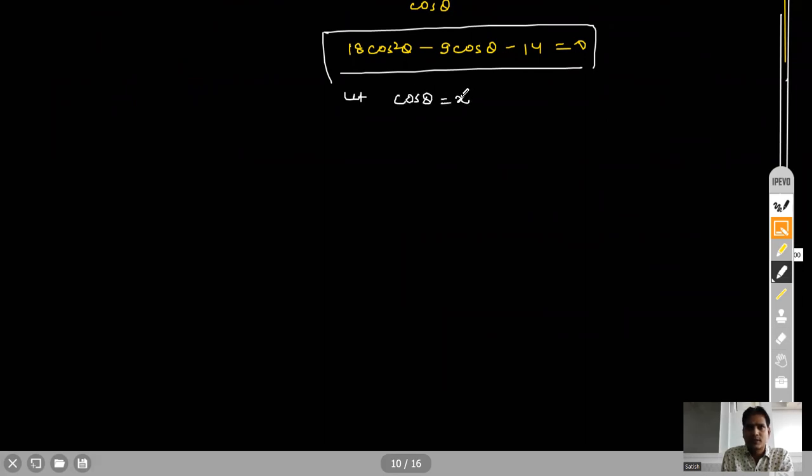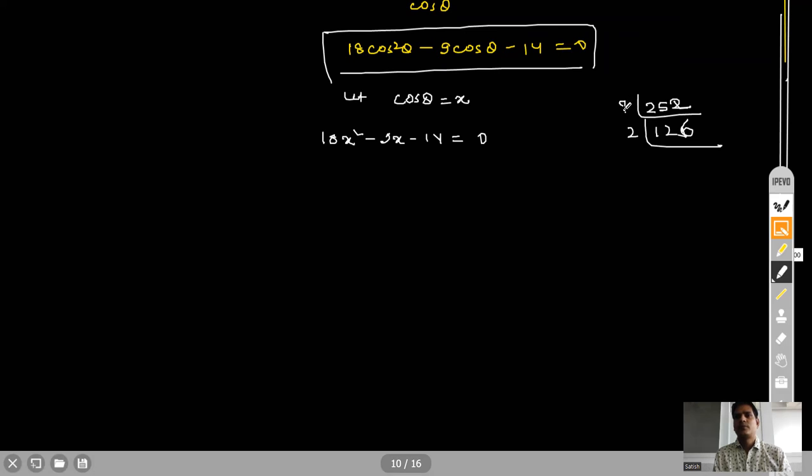This cos theta is equal to x. So we can write it as 18x square minus 9x minus 14 equal to 0. Why is it hanging? I don't know. So 18 into 14 will be 252. And if you take prime factors from this, it will be 126, then 6, 3, then 3, 2, 1, 3, 7.